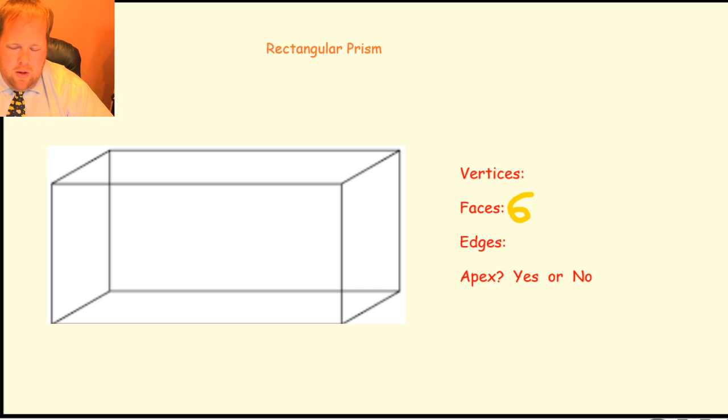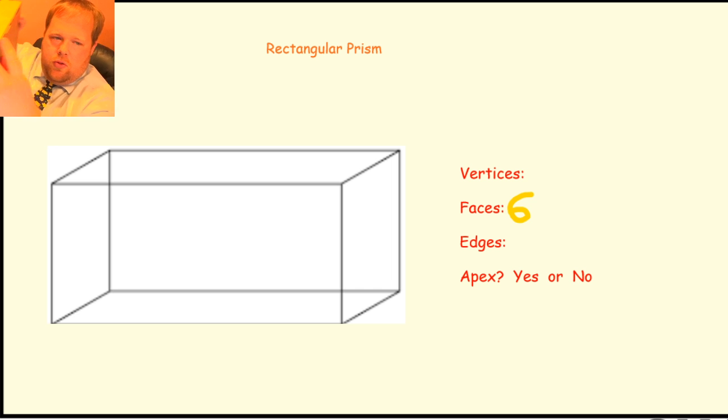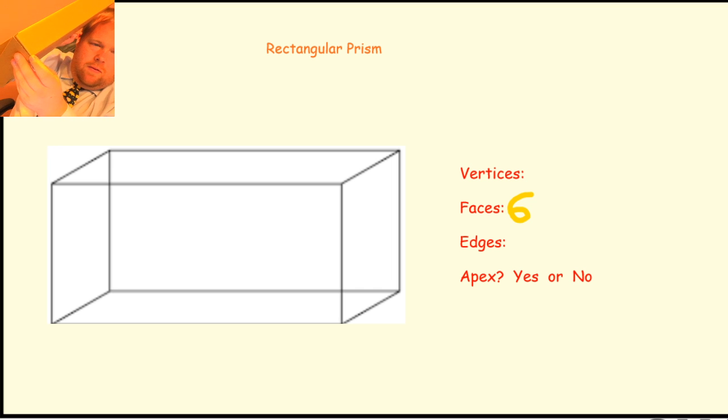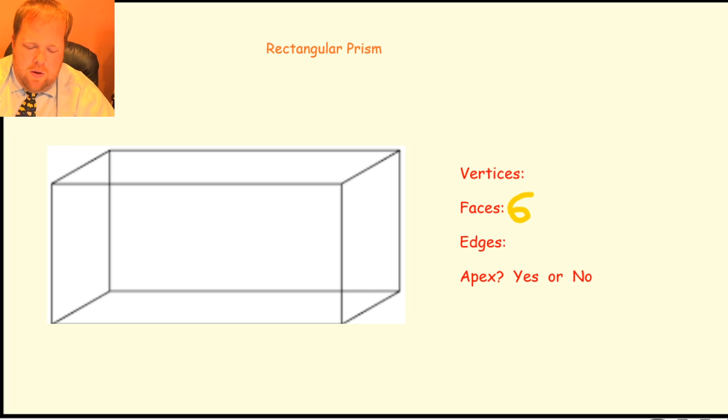Let's change that color up. What about the vertices? 1 vertex, 2, 3, 4, 5, 6, 7, 8. Oh, let's put that down. So it has 8 vertices, just like a cube. Interesting.